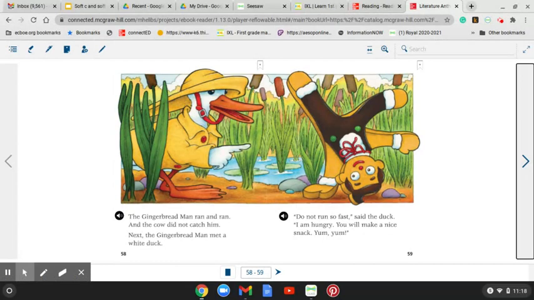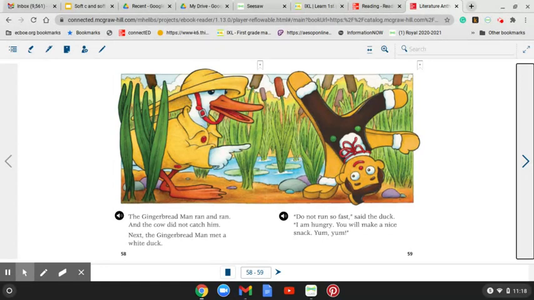The gingerbread man ran and ran, and the cow did not catch him. Next, the gingerbread man met a white duck. "Do not run so fast," said the duck. "I am hungry. You will make a nice snack. Yum, yum."